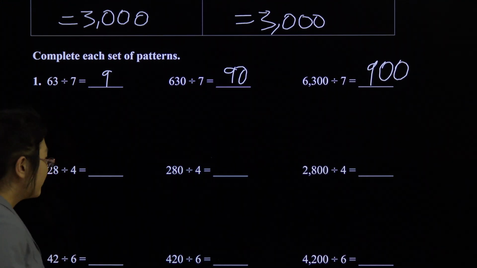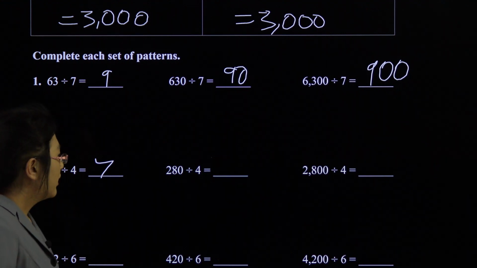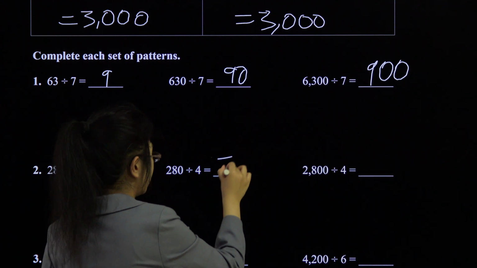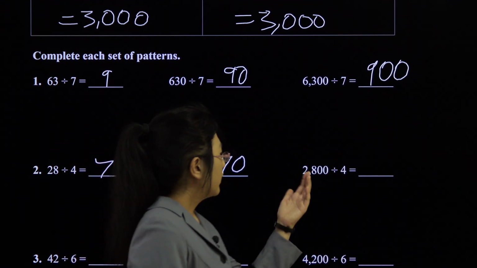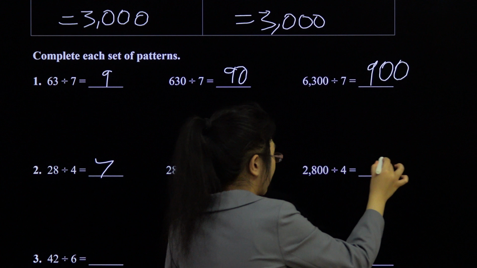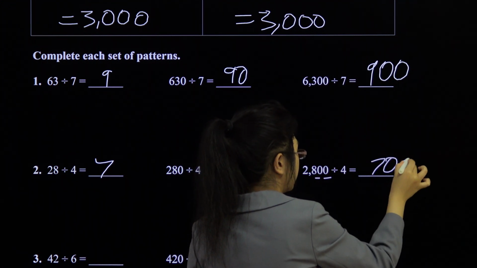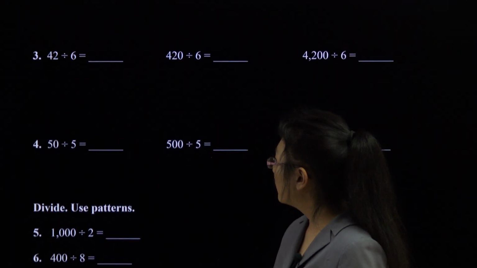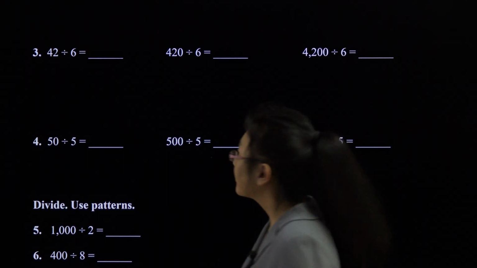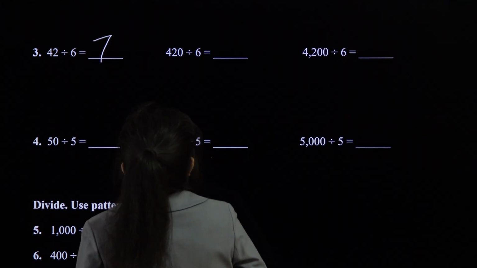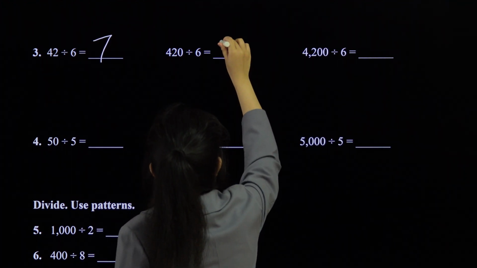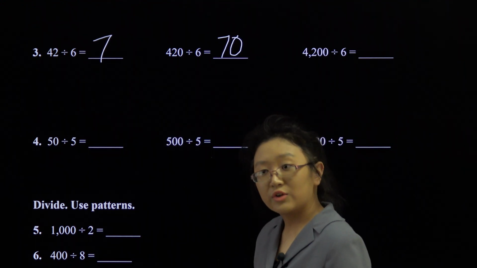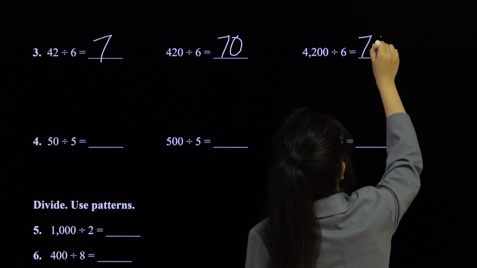28 divided by 4, 7. 280 divided by 4, 7 with a 0. 2,800 divided by 4, 7 with 2 zeros. 42 divided by 6, 7. 420 divided by 6, 7 with a 0. 4,200 divided by 6, 7 with 2 zeros.